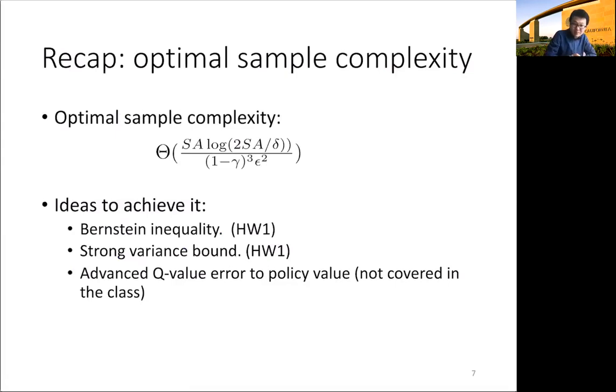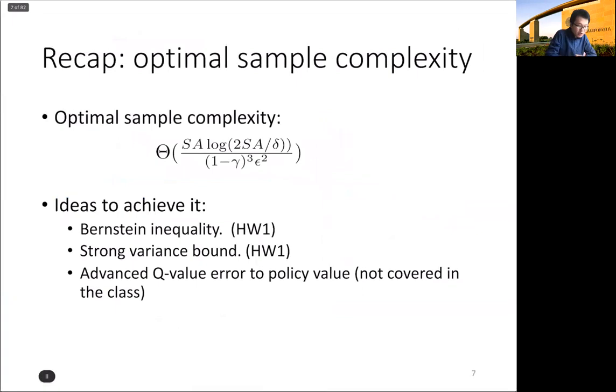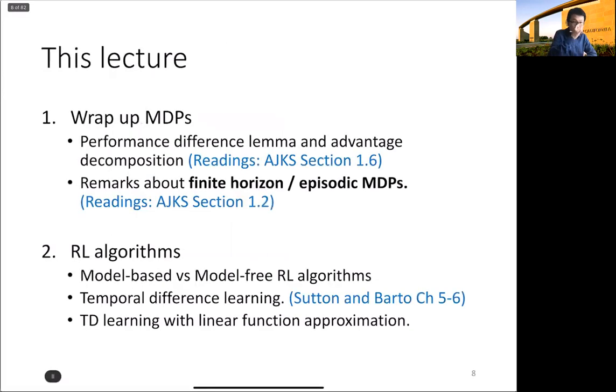Moreover, under some additional conditions, you can improve this so-called Q value amplification lemma to say that you don't actually need this additional 1 over 1 minus gamma amplification in the error, which could further save you a factor of 1 over 1 minus gamma squared, right? So in total, these techniques together will give you the optimal sample complexity. We won't be able to do this in the lecture, but hopefully you'll learn a few tricks by doing the homeworks. All right, so that was the recap of the last lecture.